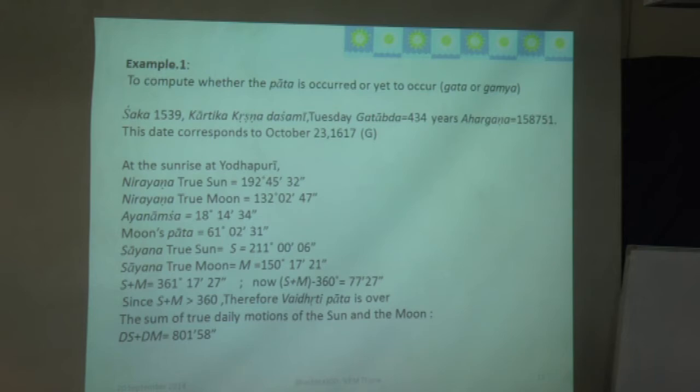After that, I added the Ayanamsha to the Nirayana true sun and Nirayana true moon to get the Sayana true sun and Sayana true moon. The sum of S and M is equal to 361 degrees 17 minutes, which is greater than 360. Therefore, we can conclude that the Vyatipata is over. How can we know on which day it is over? For that we require the daily motions of the sun and the moon.